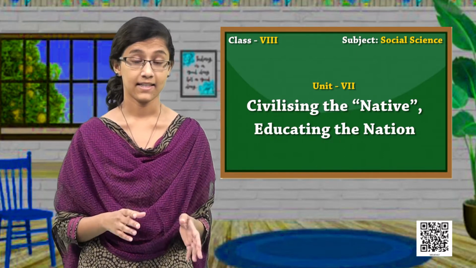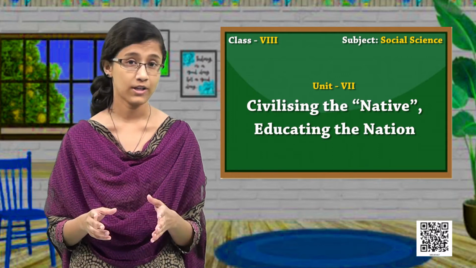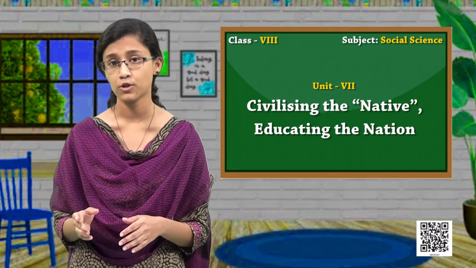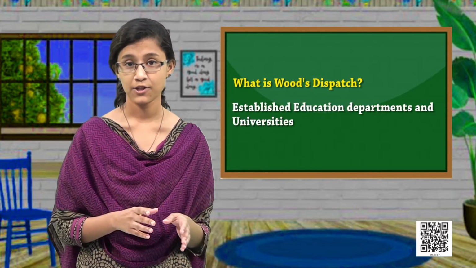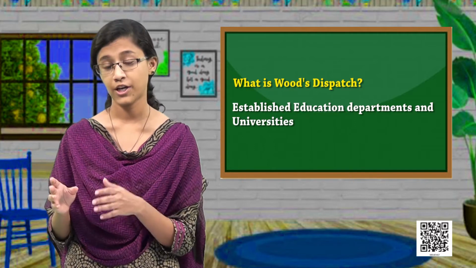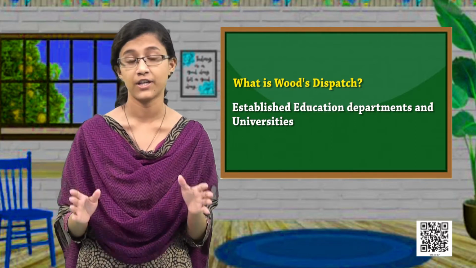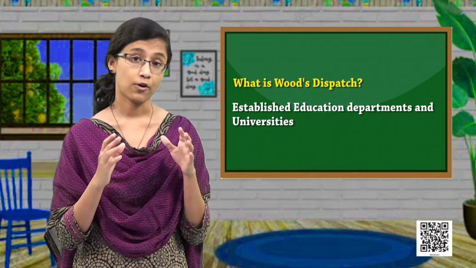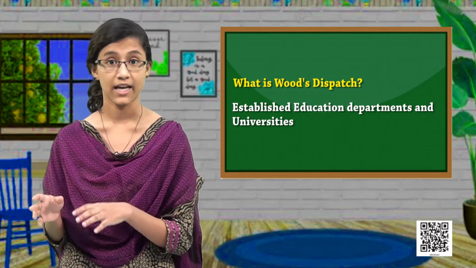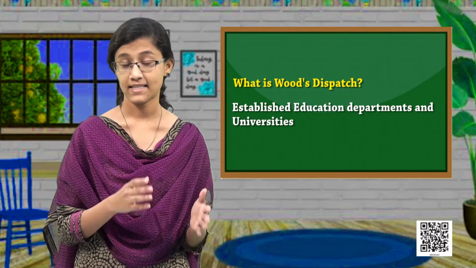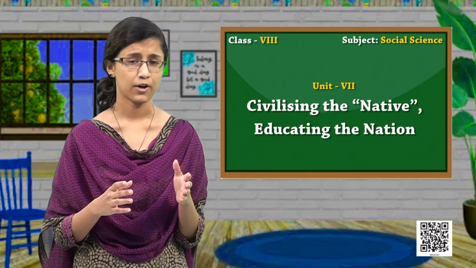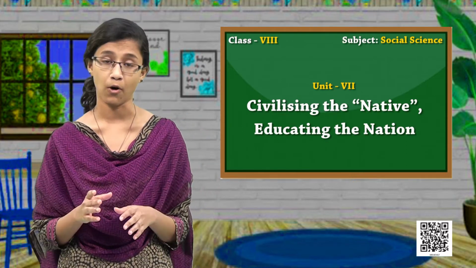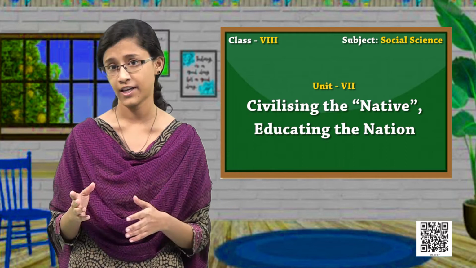It also stated that Oriental knowledge would not develop a sense of duty, commitment to work, or even skills necessary for administration. Based on the dispatch, the British established education departments to control the entire education system in India. It also introduced a system of university education, and we have the establishment of universities of Calcutta, Madras and Bombay in 1857. So far, we have seen the changes the British brought in the university education or higher education.